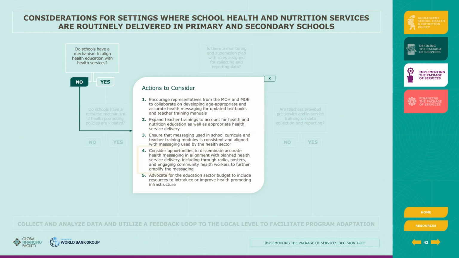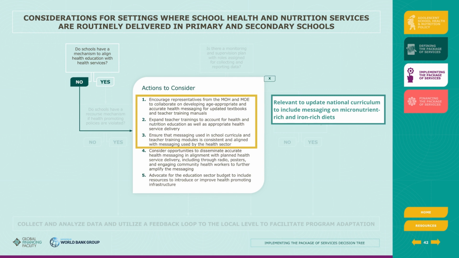the health sector. 4. Consider opportunities to disseminate accurate health messaging in alignment with planned health service delivery, including through radio, posters, and engaging community health workers to further amplify the messaging. 5. Advocate for the education sector budget to include resources to introduce or improve health-promoting infrastructure. The first three of these suggestions are particularly relevant to the idea of updating the national curriculum to include messaging on micronutrient-rich and iron-rich diets. These actions would then be supported if the project were ultimately funded.